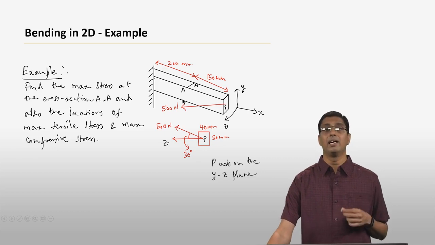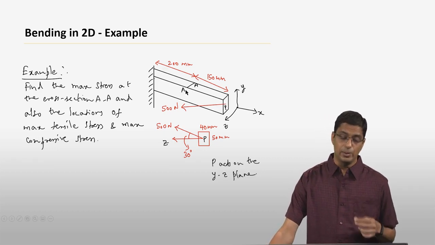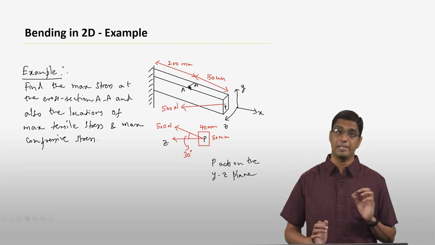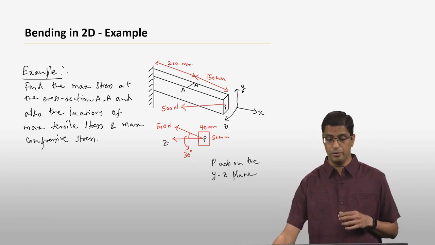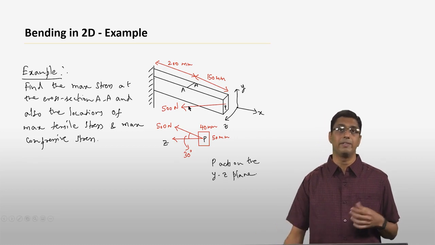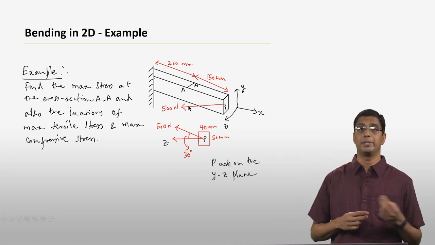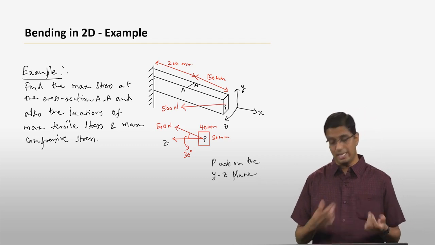And the second thing we are asked to find out is the location of the maximum tensile stress and the maximum compressive stress due to this force of 500 newtons, which essentially causes moments in two directions, My and Mz. That we will look at later.